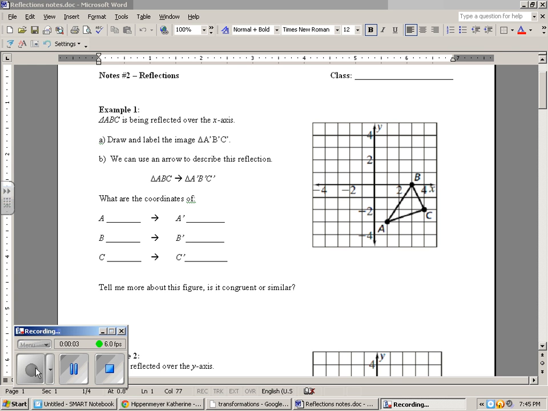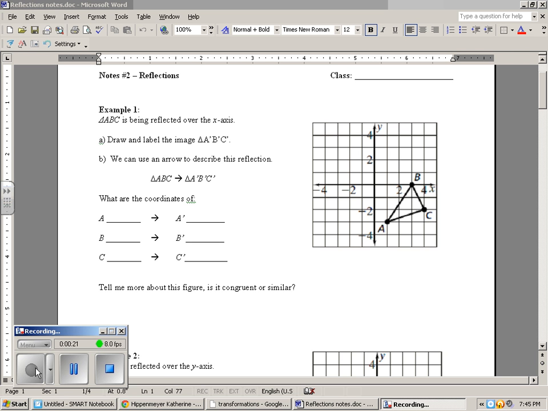At this time, please open up the reflection notes and we'll go ahead and fill it out together. Through this video, I want you to learn how to reflect something over the x-axis or the y-axis. So let's start with example 1.